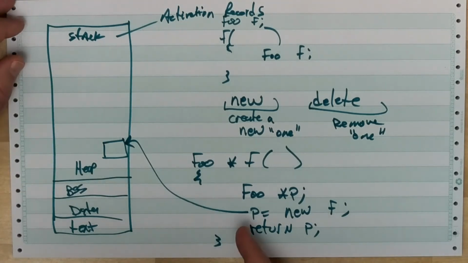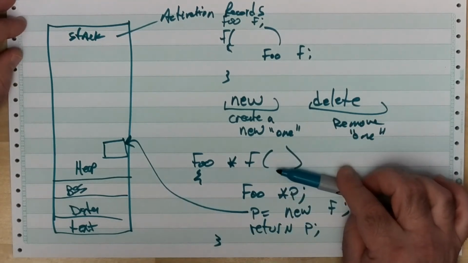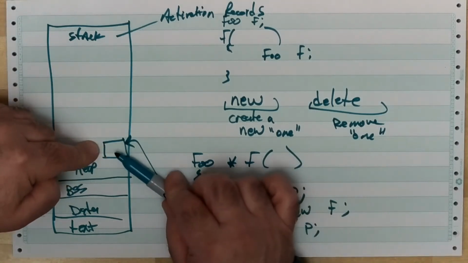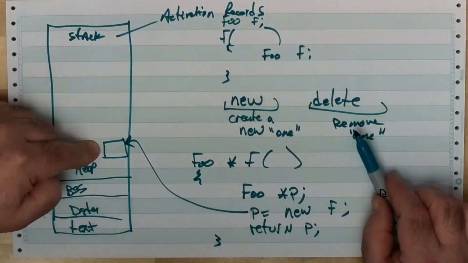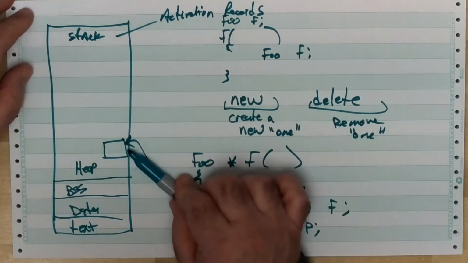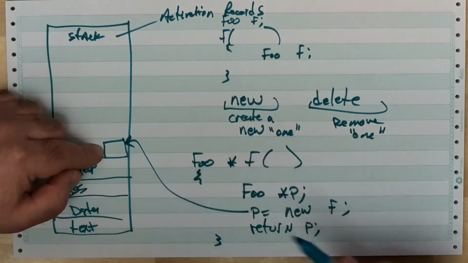When I'm done with this thing, I don't have to come back to f to remove it. Anything, anywhere that has the address of this object can use the delete method, or the delete, I should say, operator to get rid of it and unallocate this memory, so to speak, so the memory can be reused for something else. So how does that work?